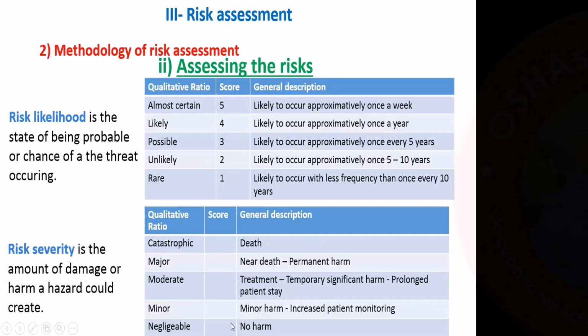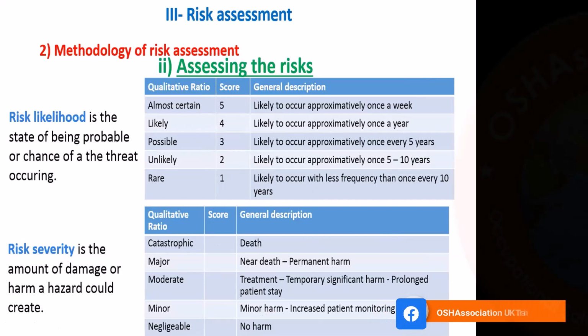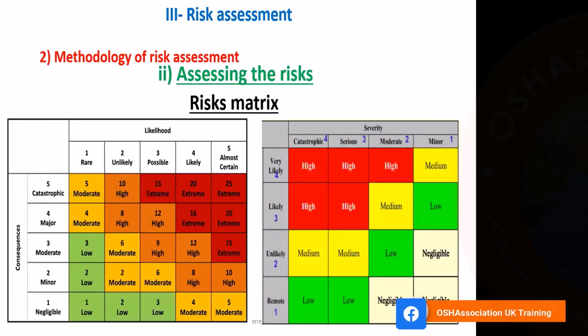We can have for the risk severity, catastrophic for 5, major for 4, moderate for 3, 2 for minor, and also 1 considering negligible. This can be modified according to the level of risk or the level of activities that you are assessing. And this can lead you to have something like this. You can have a risk matrix made of likelihood 1 to 5, consequences 1 to 5 too. And when you have a likelihood of 1, consequence of 1, you will be in the case of 1, low.